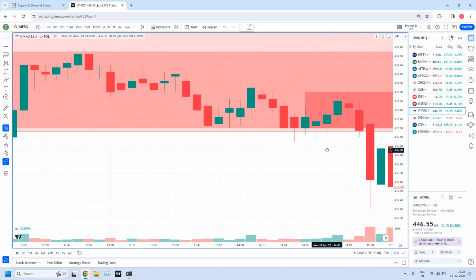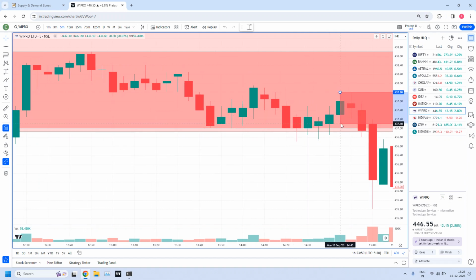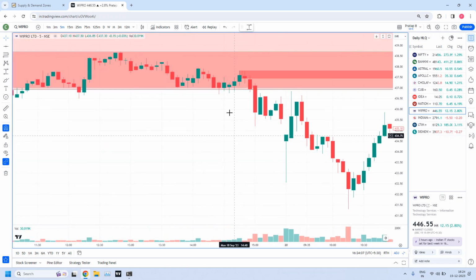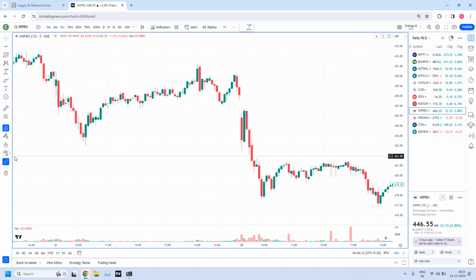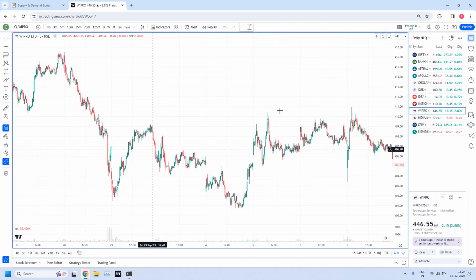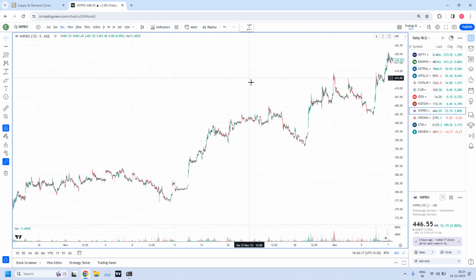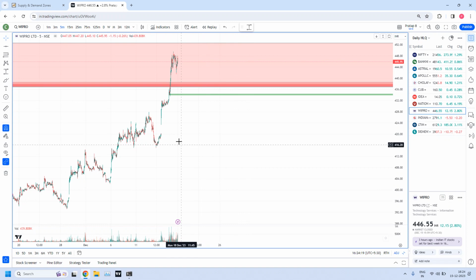See, in 5 minutes we have identified a leg candle and one base candle and a leg out candle. That means a leg in. Leg in is a rally candle, and then we have a base and leg out, that is the drop candle. So we have fine tuned to the 5 minutes area.